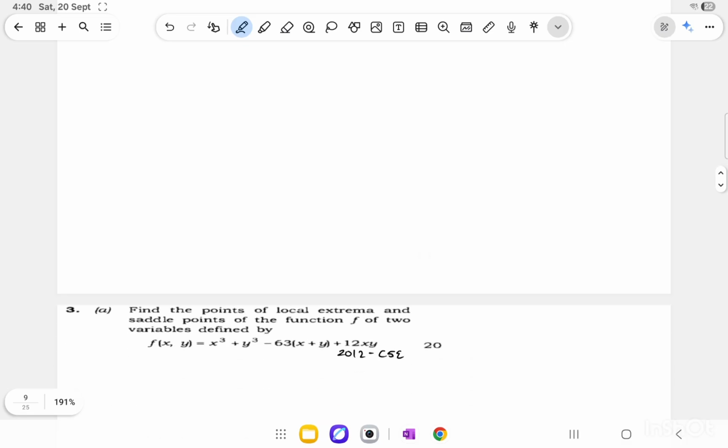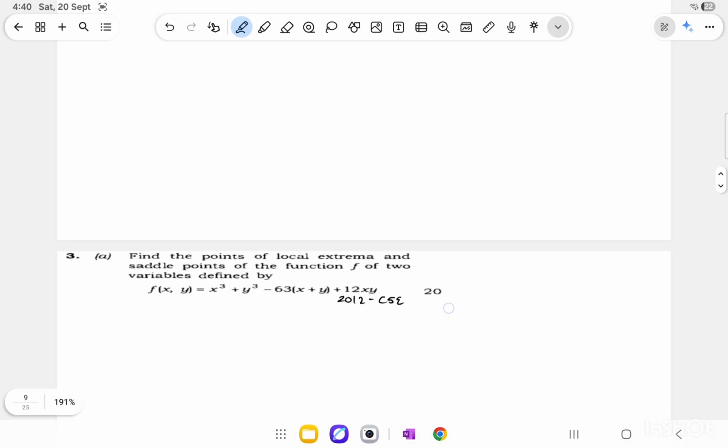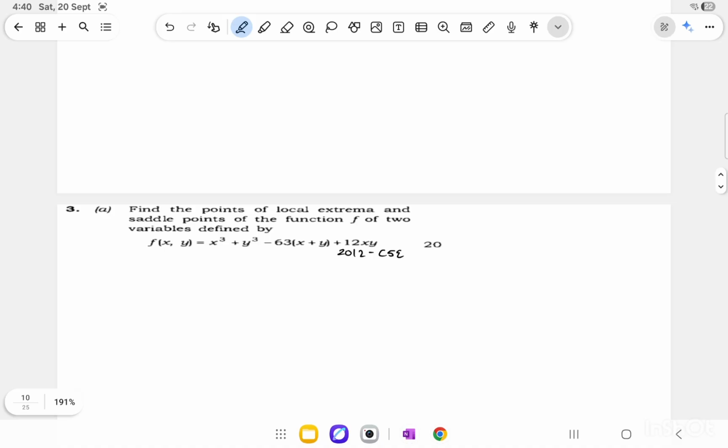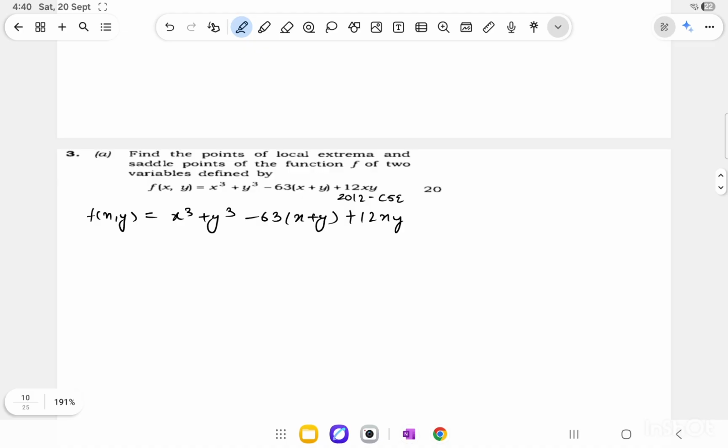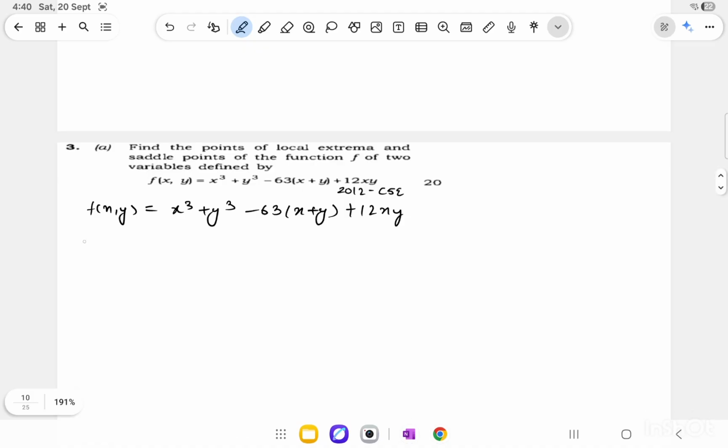So the next question says that we have a function f(x, y) as x cube plus y cube minus 63x plus y plus 12xy, and we're supposed to find the points of local extrema and saddle points of the function of two variables. So we are supposed to locate its extrema points and the saddle points as well. So let's just first find out the partial derivatives.